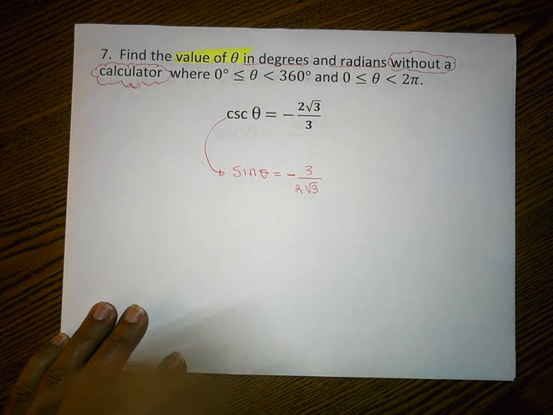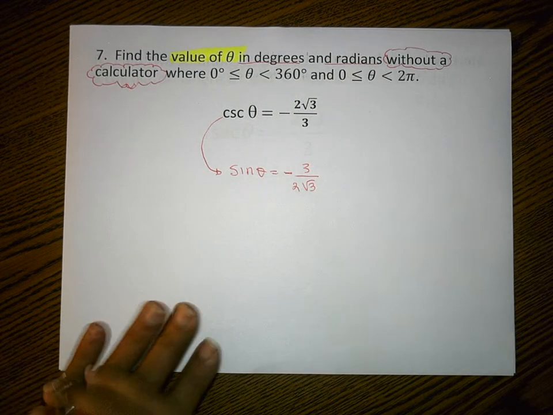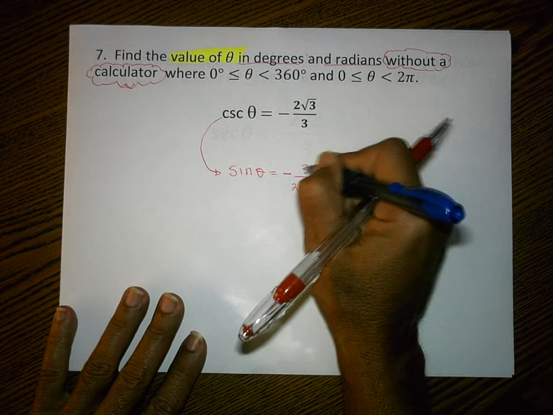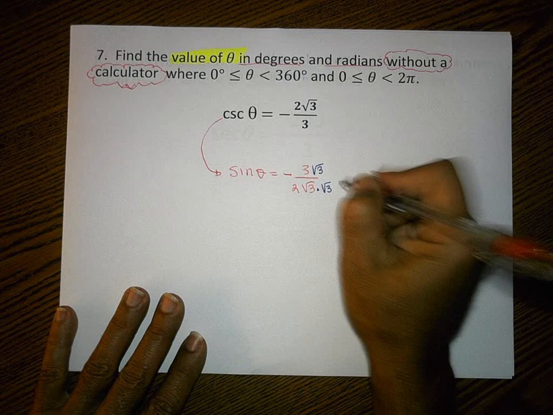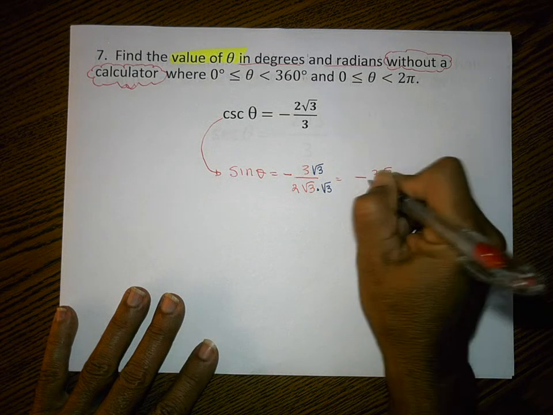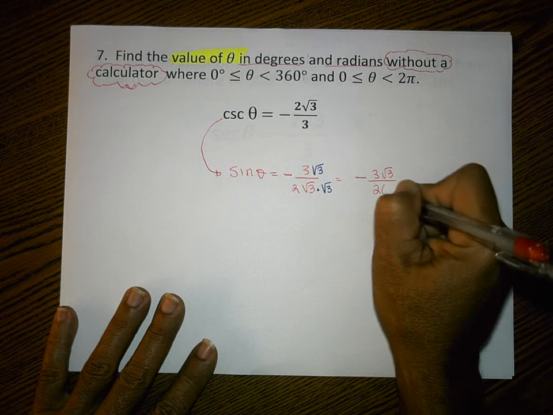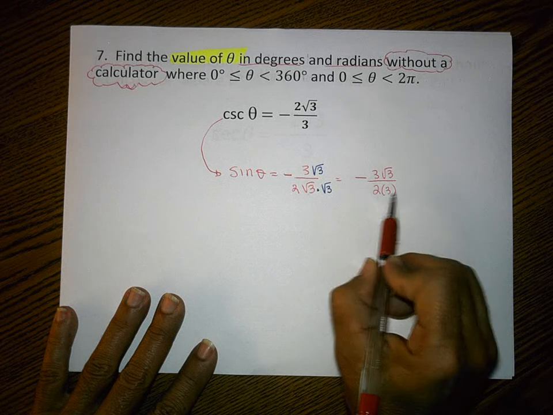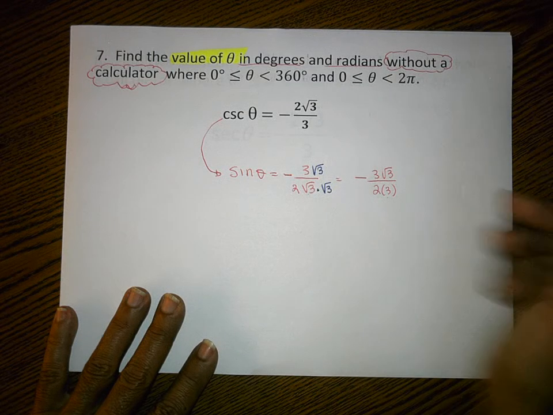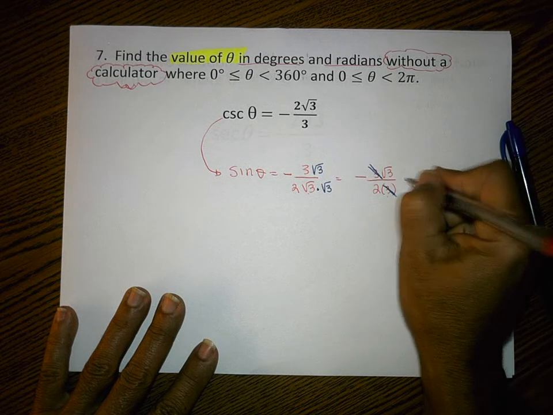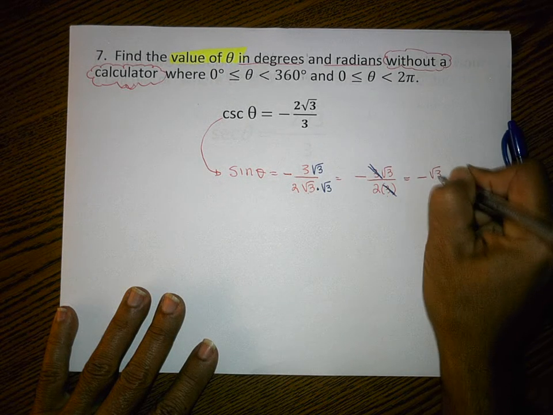Well, that didn't help. It does help if you rationalize the denominator: multiply top and bottom by root 3. You will get -3 root 3 all over 2 times 3. That root 3 times root 3 is just a 3. And then guess what? The 3s reduce, and you end up getting -root 3 over 2.